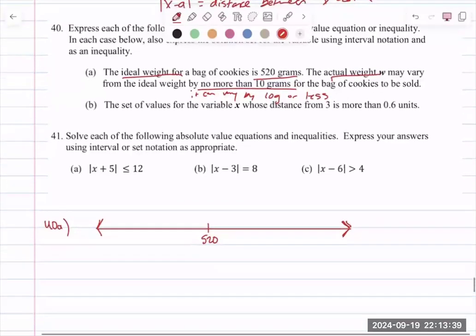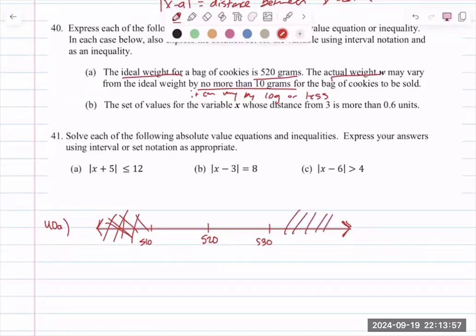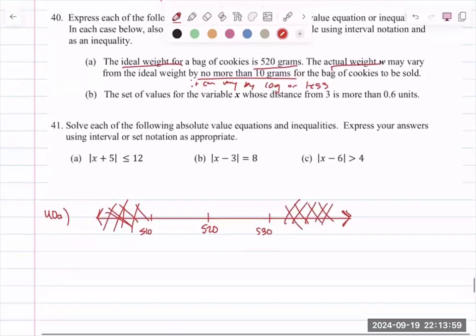Let's look at that here. That means that I can have a bag of cookies with only 510 grams of cookies, which would kind of suck. Or I could get lucky. I could have a bag of cookies that has 530 grams in it, right? But I can't have anything outside of here, right? They won't let that happen. The cookie company got my back, right?